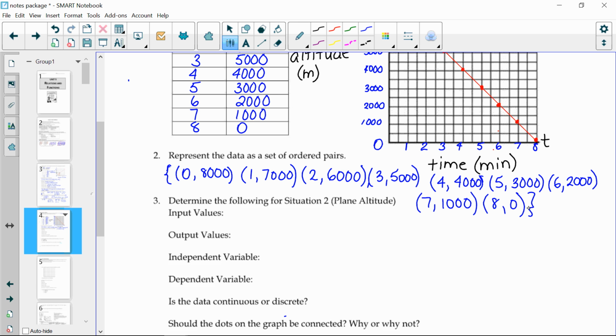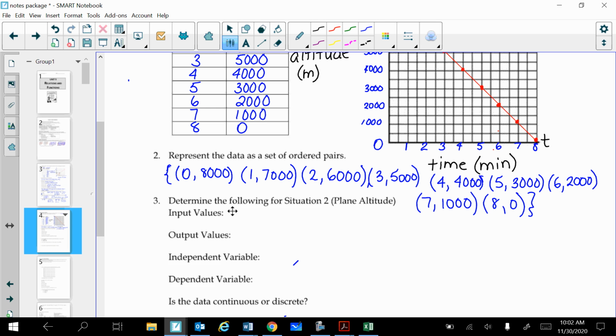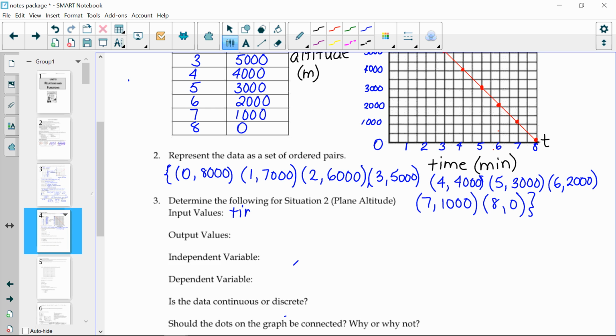Okay, determine the following for situation 2. So the plane's altitude, our input values. So that is time. Our output values is the altitude. Our independent variable is time. Time is almost always independent. Our dependent variable, okay, our altitude depends on the time. So it's altitude.